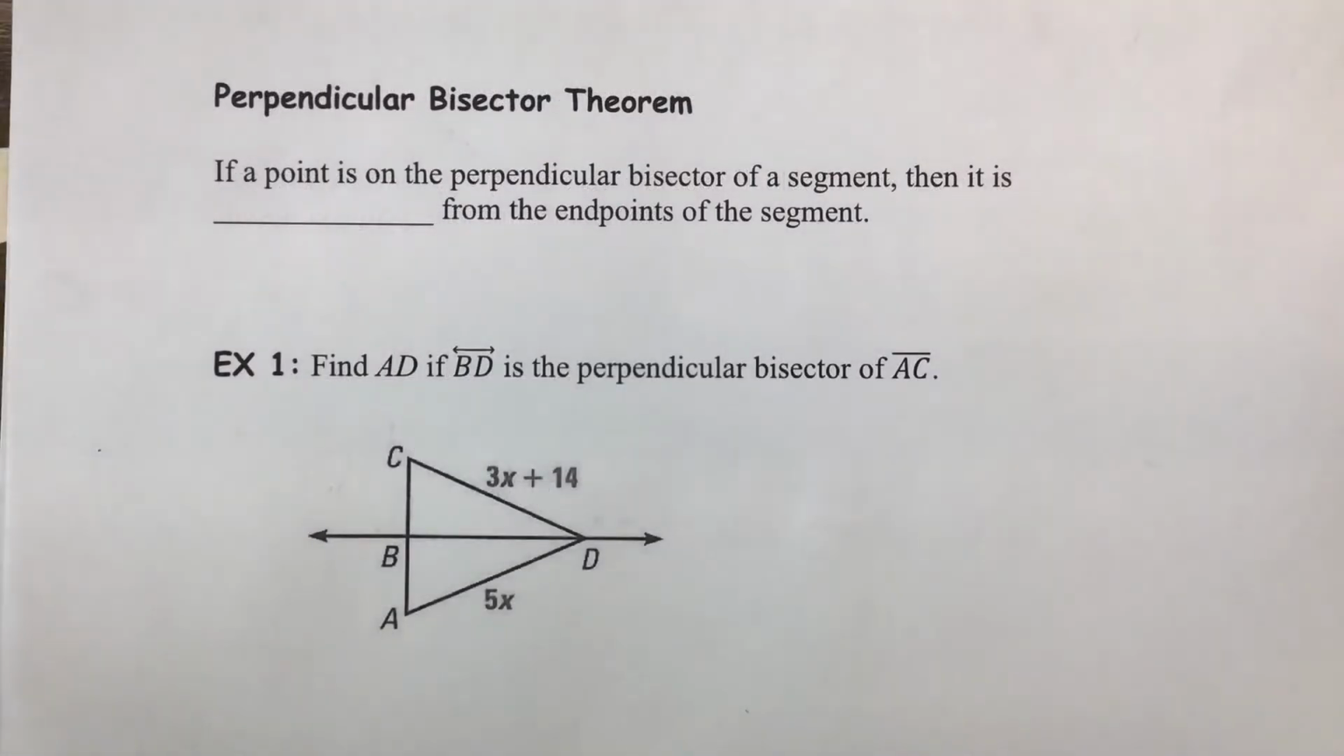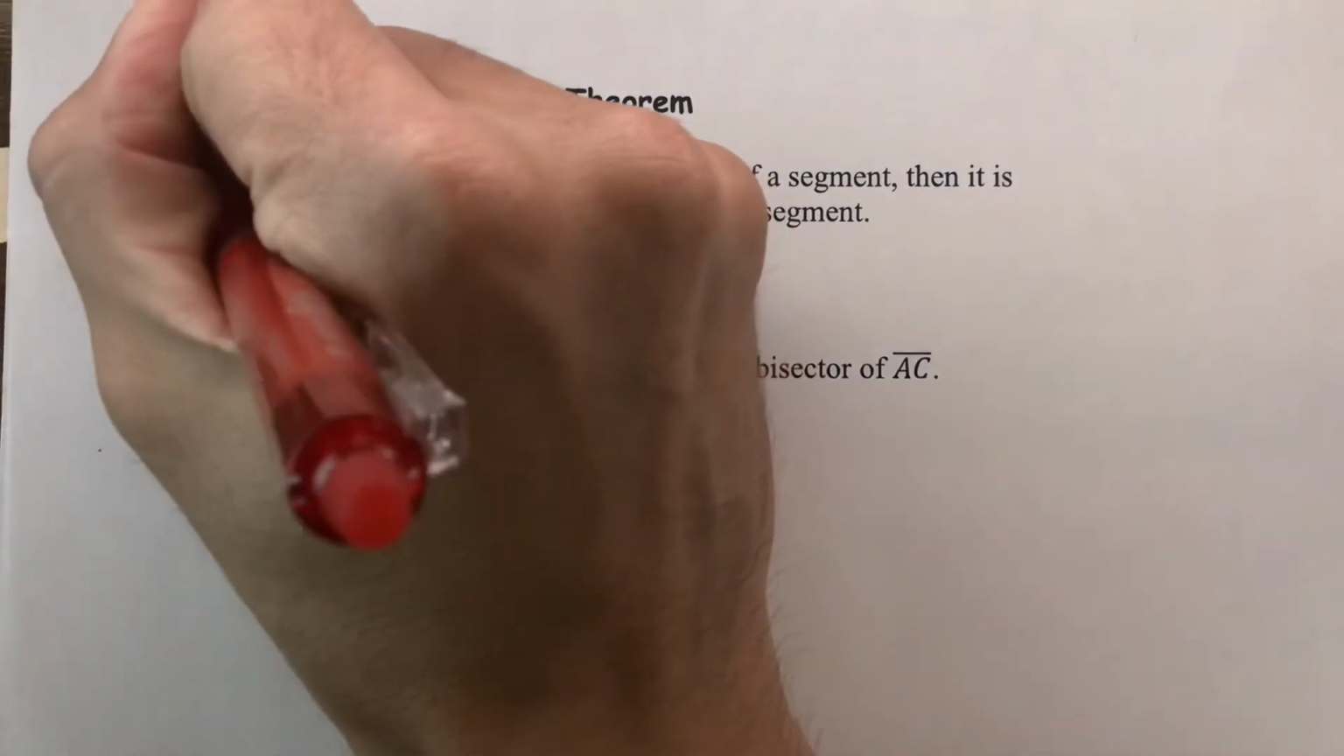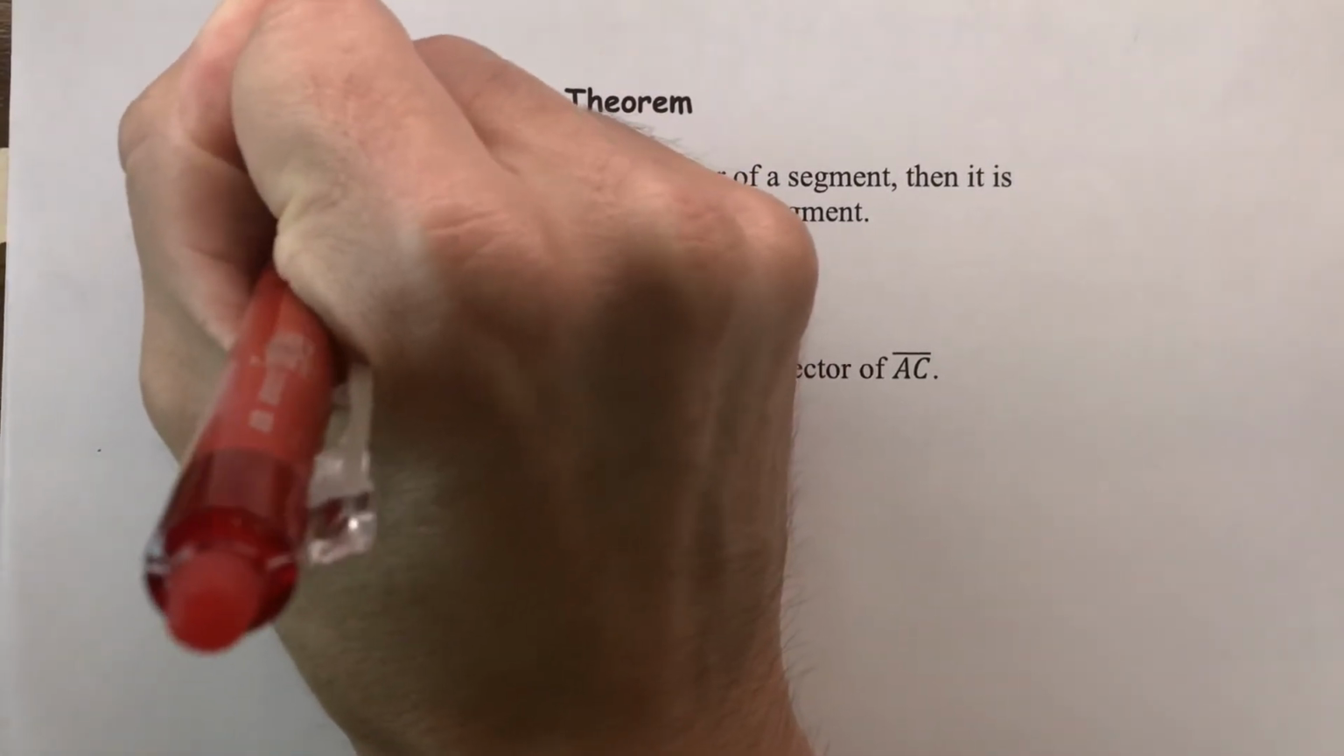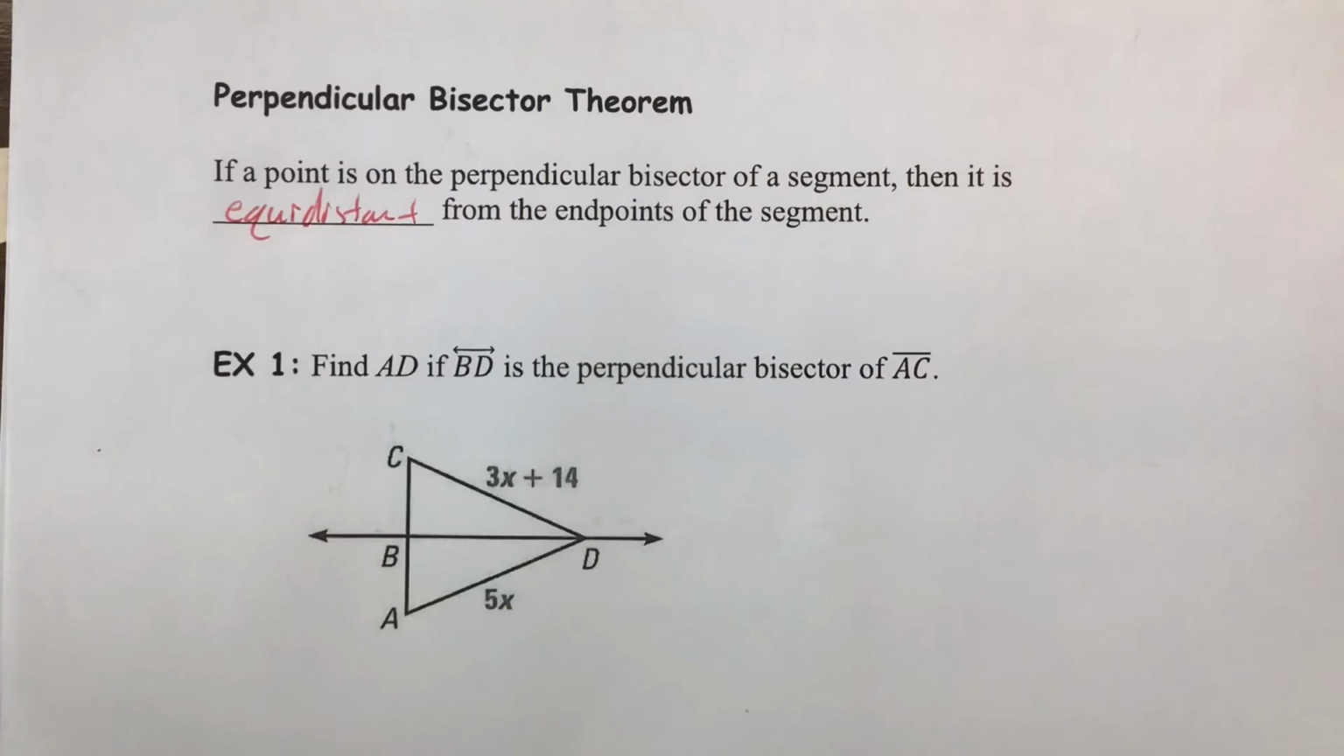Let's officially state our perpendicular bisector theorem. If a point is on the perpendicular bisector of a segment, then it is equidistant from the endpoints of the segment.